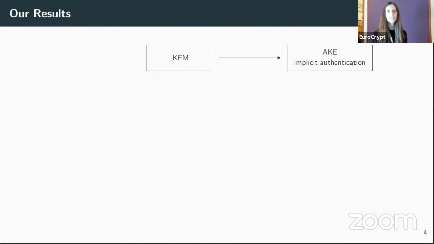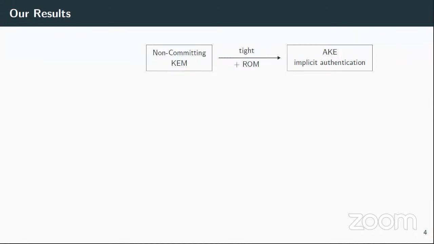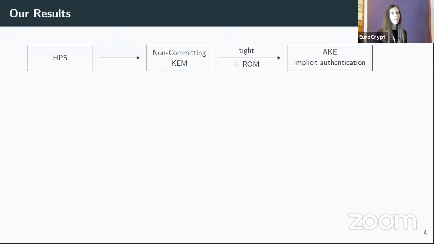Some background on our contributions. It is widely known how to build AKE with implicit authentication from key encapsulation mechanisms. But the question is, how can we get this implication tight? This is what we analyzed, and we proposed something we call a non-committing KEM plus the random oracle to get this tight. And we can also instantiate this non-committing KEM with a hash proof system.